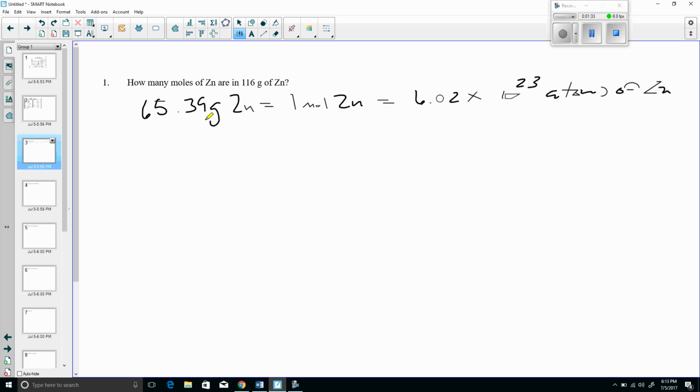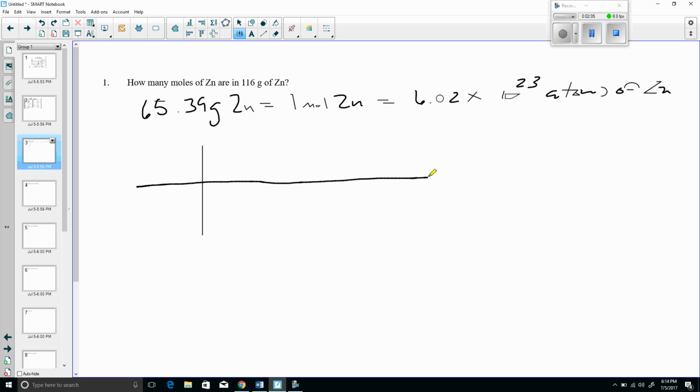65.39 grams of zinc equals 1 mole of zinc. 1 mole of zinc equals 6.02 times 10 to the 23rd atoms of zinc. If I have this number of atoms of zinc, I will have that mass of zinc. I will also, by definition, have 1 mole. So we have to use what is on the periodic table as a conversion factor in order to solve this problem. So in solving the problem, you're probably using brackets to do so. So hopefully that is the case.